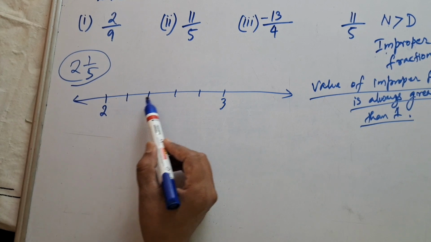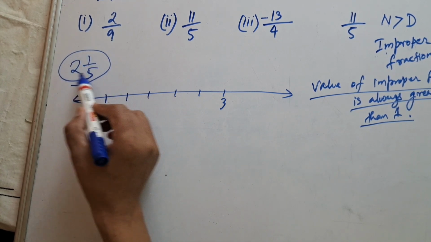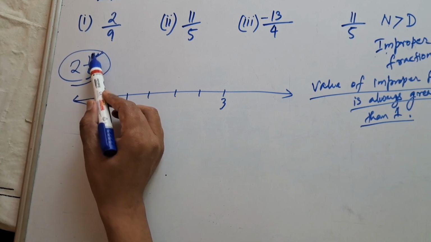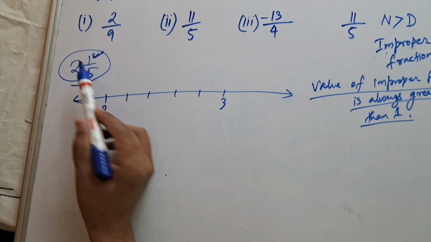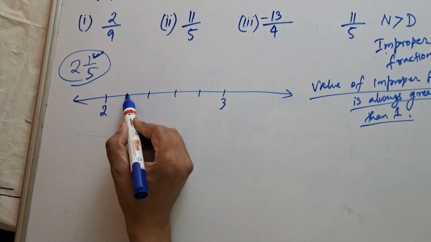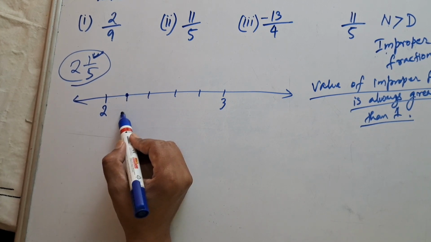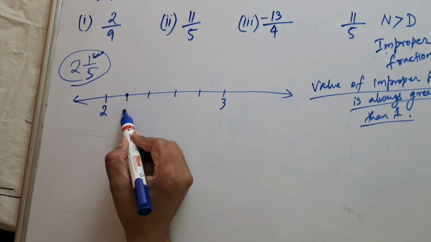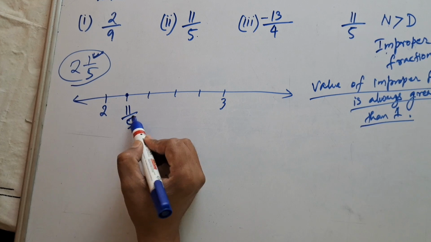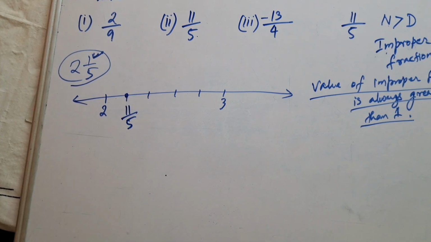Now let us choose which among these is exactly this number. We have 1 in the numerator. We see the number in the numerator. We see 1 in the numerator, which means the first one. So this is 2 whole 1 upon 5. 2 whole 1 upon 5 means 11 upon 5, isn't it? So this is 11 upon 5.